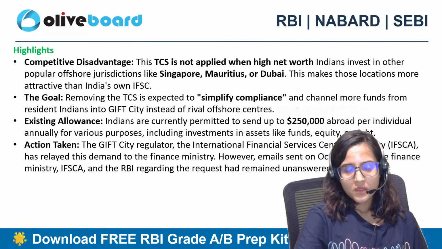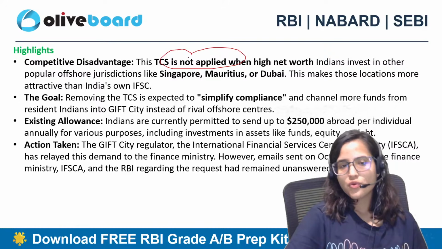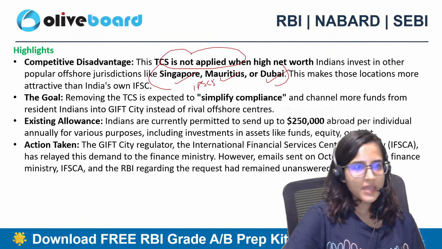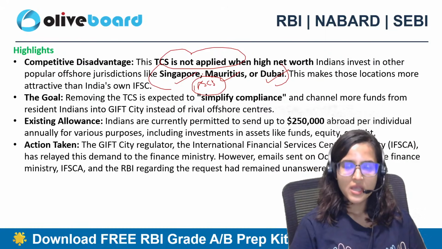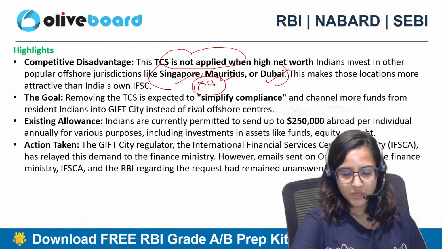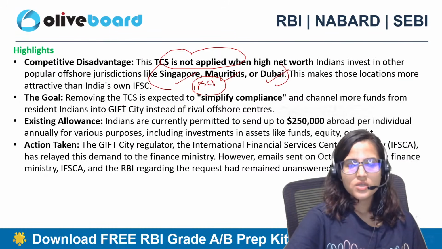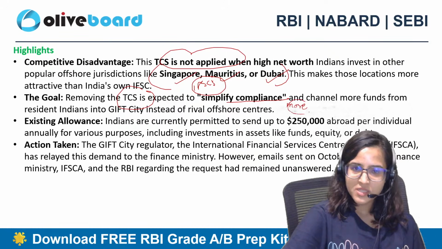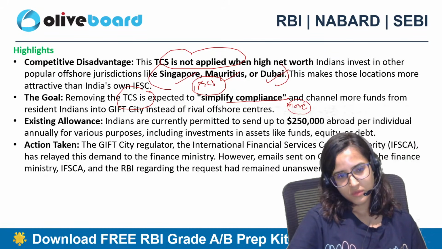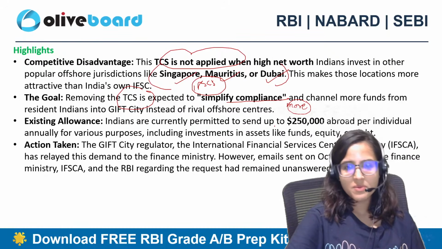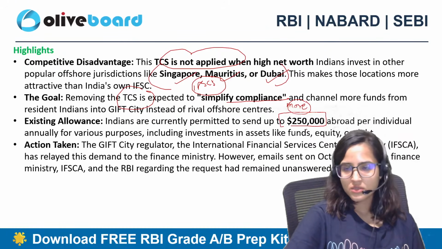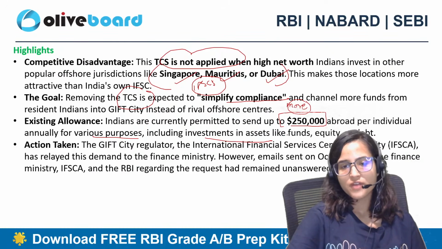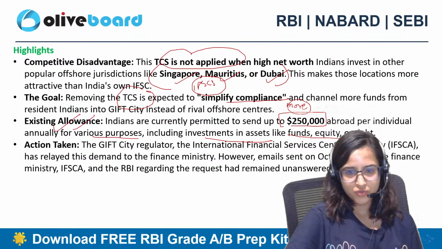Okay. So this TCS is not applied if you are investing in Singapore, Mauritius, or Dubai. If you are investing in these international IFSCs, then TCS is not applied. In India it is 20% TCS above 10 lakh. So the goal to remove TCS is to simplify the compliance, allow more and more investments without any kind of difficulty. Indians are currently permitted to send up to $250,000 abroad for various purposes, including investments in assets like fund equity or debt. You should know this existing allowance also.